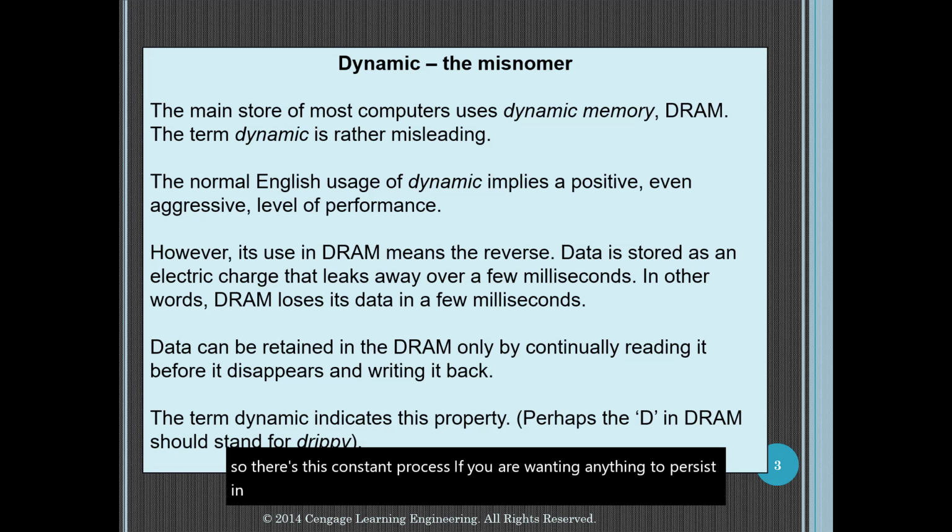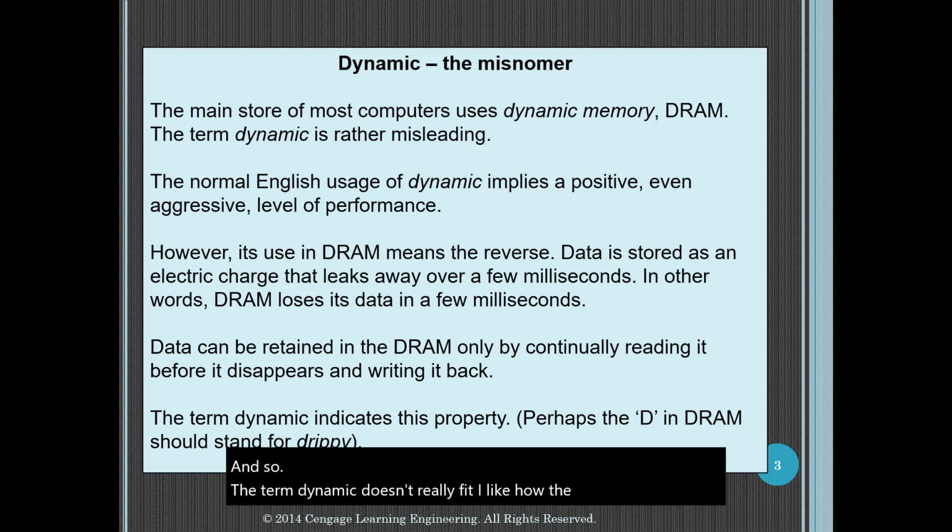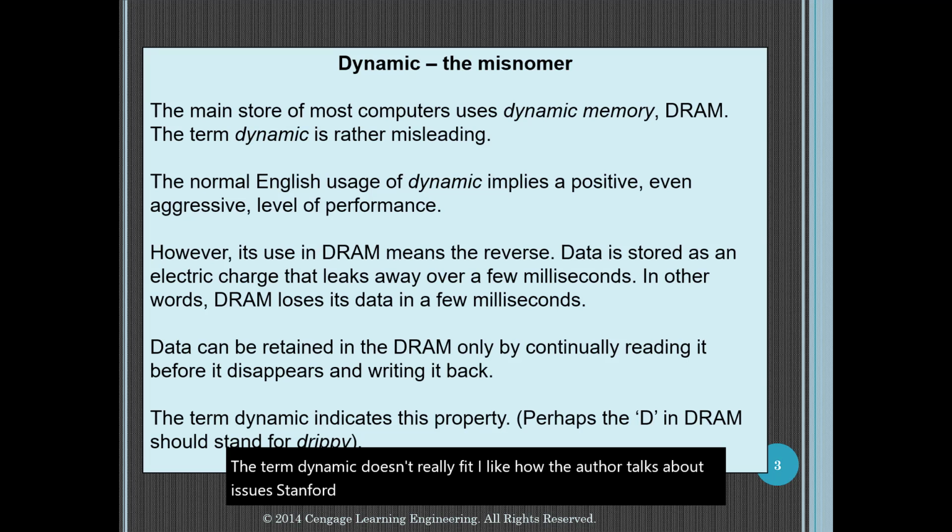And so the term dynamic doesn't really fit. I like how the author says it should stand for drippy, because everything's just constantly leaking out of there.